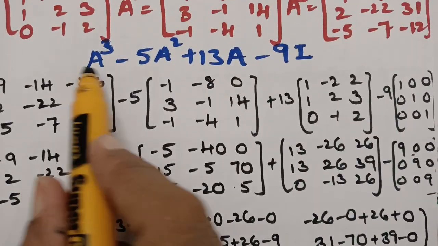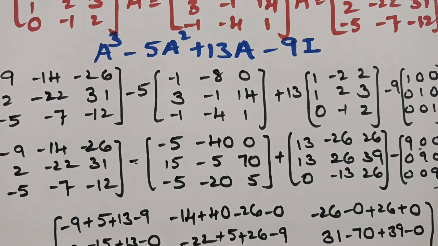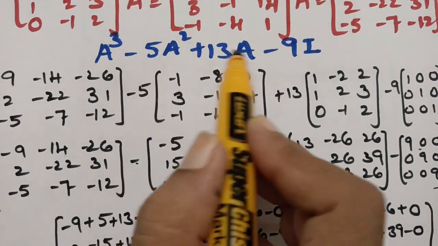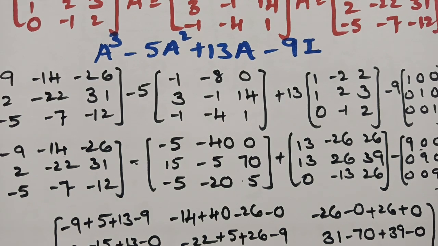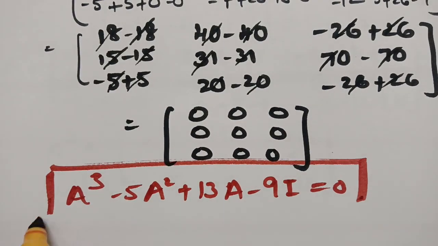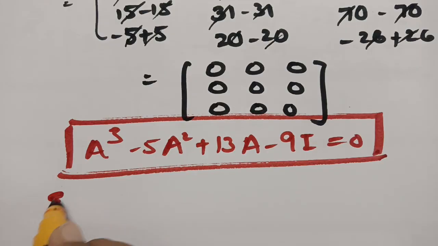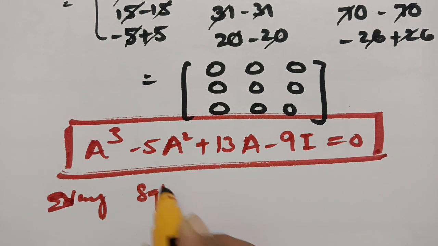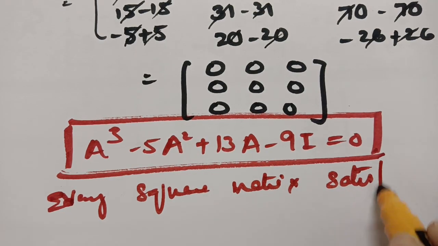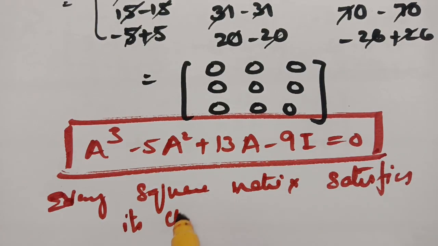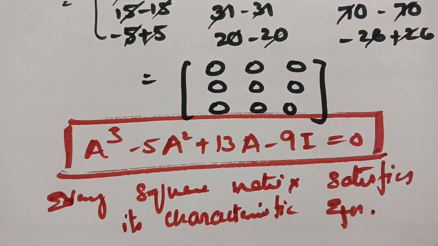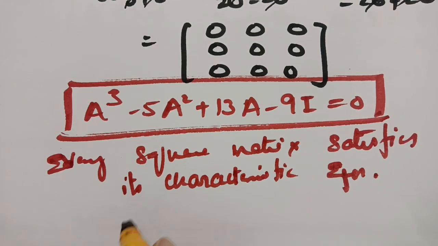So here what we have considered, we have considered as A cube. So this value is A cube minus 5A square plus 13A minus 9I. So we got the value as 0. So here from this we can state that every square matrix satisfies its characteristic equation. See here, every square matrix satisfies its characteristic equation. Hence, Cayley-Hamilton theorem is verified.